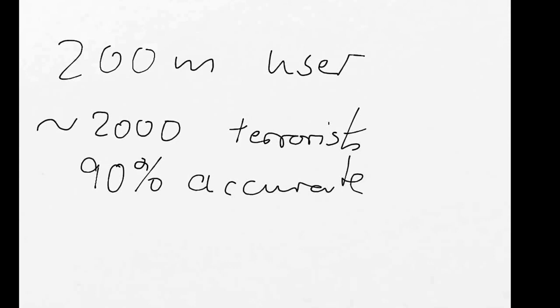So, these are the parameters. 90% accuracy. We might not think that this is particularly accurate, but for the CIA, it would be absolutely fantastic to have 90%. It would be fantastic to even have a 30% accuracy.